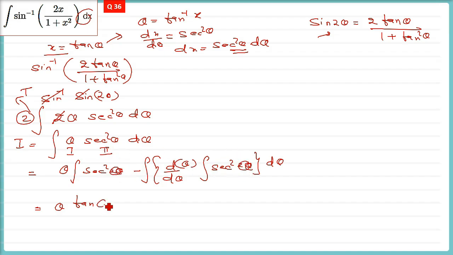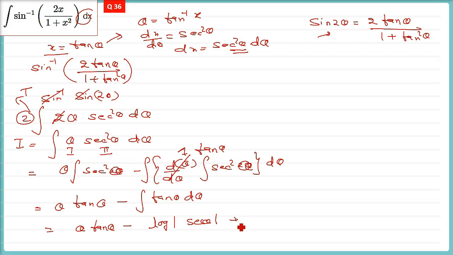Now let's continue. Theta tan theta minus integration of d by d theta of theta, which will be 1, times integration of sec square theta, which is tan theta. So integration of tan theta has to be performed. And we already know the result. Integration of tan theta d theta has a direct result. So the first term is theta tan theta without any change. Integration of tan theta will be log modulus of sec theta plus constant of integration.